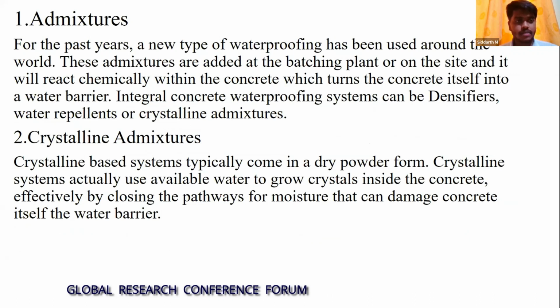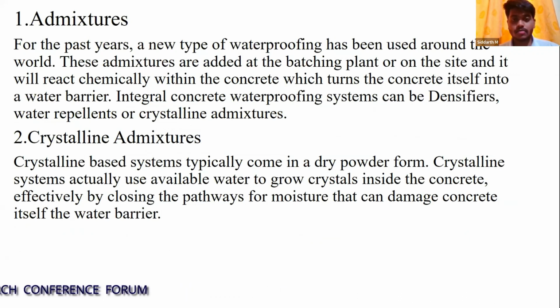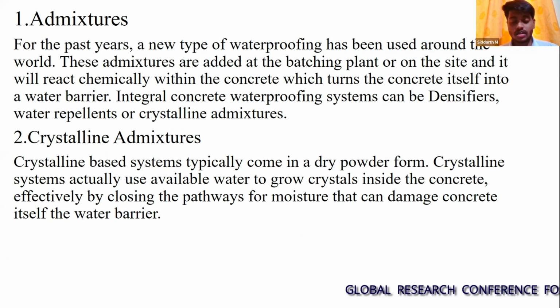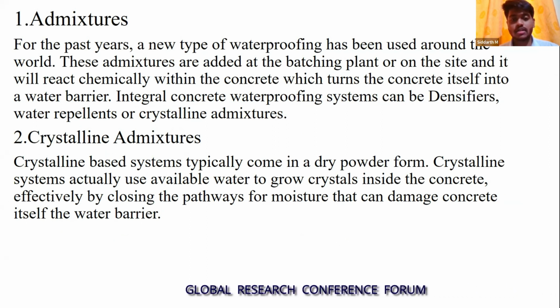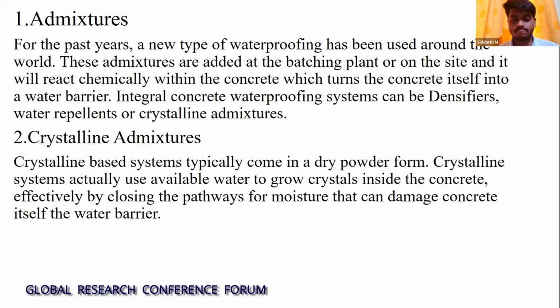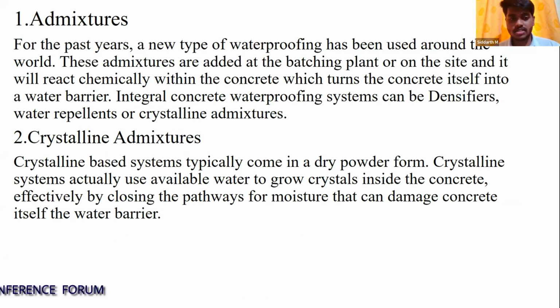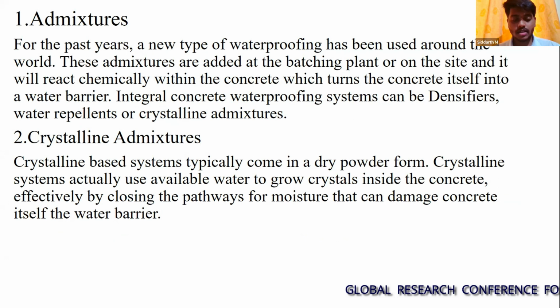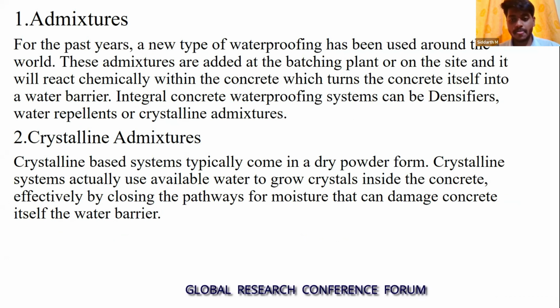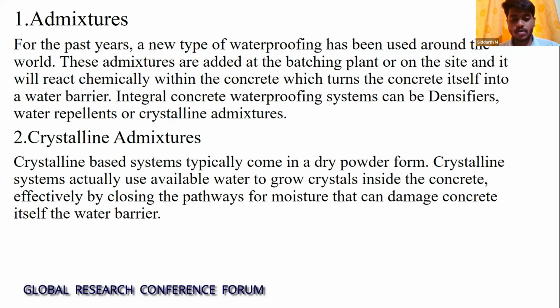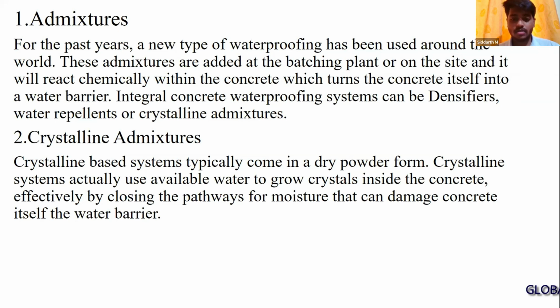Admixtures, for the past years, are a new type of waterproofing that has been around the world. The admixtures are added to the batching plant on the site according to the ratio, which turns the concrete itself as a barrier. Integral concrete waterproofing systems can be densifiers, water repellents, or crystalline admixtures. The second type of admixtures is crystalline admixtures. Crystalline based systems typically come in a dry powder form. Crystalline systems actually use available water to grow crystal inside the concrete, effectively closing the pathways for the moisture itself to the water barrier.